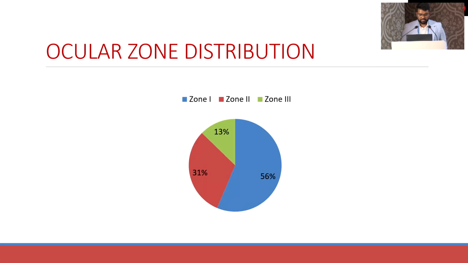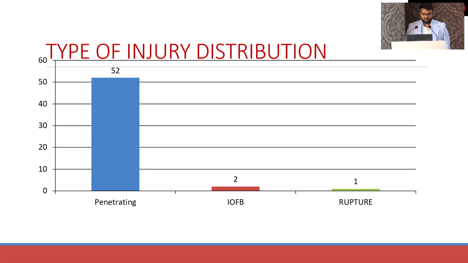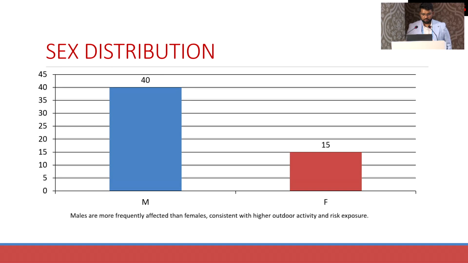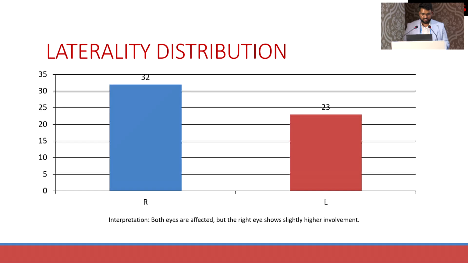So we can see that the most common type of injury reported at our department was zone 1, followed by zone 2 and zone 3, with zone 1 being more common, up to 56% of the patients. And most common type of injury according to the BETT classification, we were reporting most commonly penetrating trauma, followed by few cases of retained intraocular foreign body, and there was also one case of rupture as well. The sex distribution was again a higher male dominance. It could be secondary to higher outdoor activity of male sex. Some peculiar distribution of laterality as well, that the right eye was more involved than the left eye.